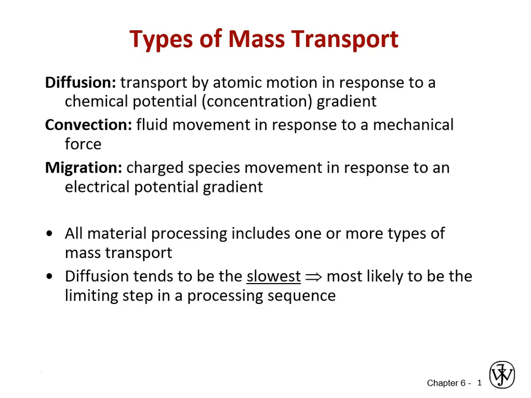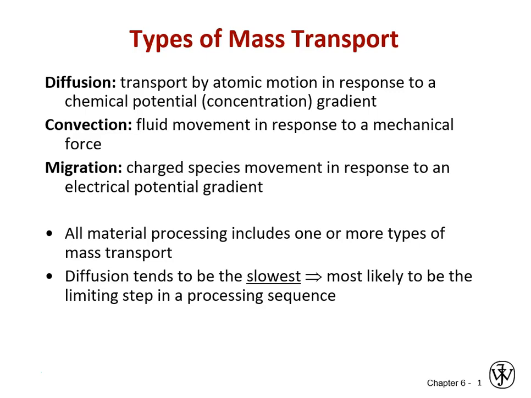So, looking at different types of mass transport, and that would also be atomic, molecular, moles of things transport. It doesn't have to necessarily refer to mass per se, but material transport within a microstructure of another material. Three main ways. Diffusion, which is transport by atomic motion in response to what we'll deal with as a concentration gradient, but in a more general sense is termed a chemical potential gradient.